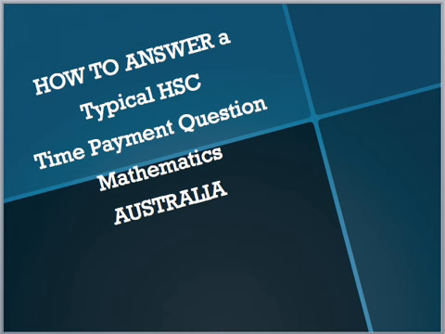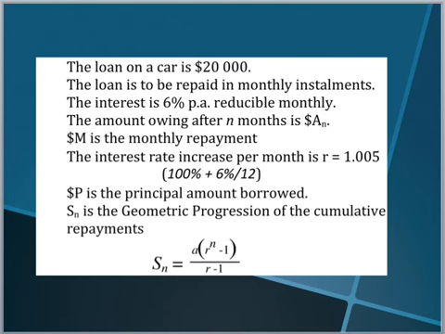Typical HSC time payment question for 2-unit mathematics in Australia. The loan on a car is $20,000. The loan is to be repaid in monthly instalments. The interest is 6% per annum reducible monthly.